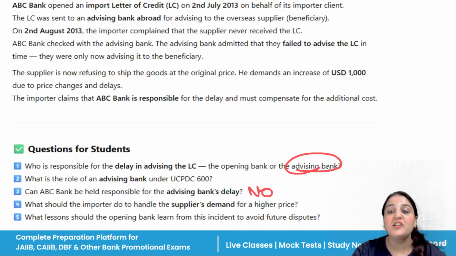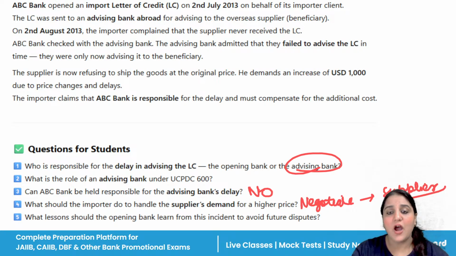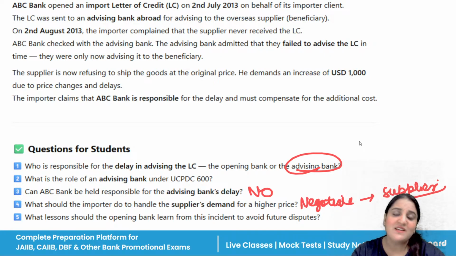What should the importer do now? Negotiate directly with the supplier. This is the only thing left. The supplier demands more money, which is a matter between the buyer and seller. If the importer wants the goods, they have to agree to the new price, or the importer should renegotiate the terms, or refuse and claim breach of contract.